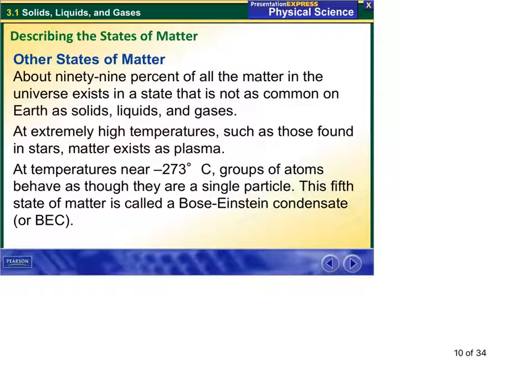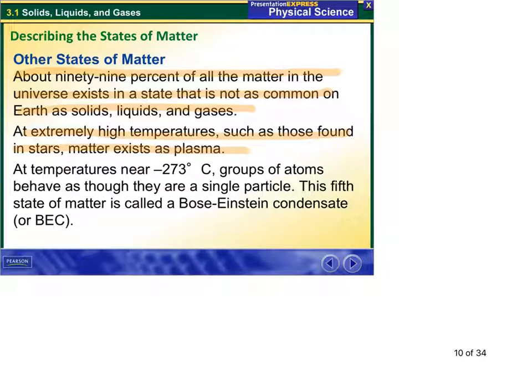We have a fourth state of matter called plasma, and it's estimated about 99% of all the matter in the universe exists as plasma. This is a state of matter found in stars and the sun. It happens at very high temperatures. We have plasma, very high temperatures, a very highly energized gas.